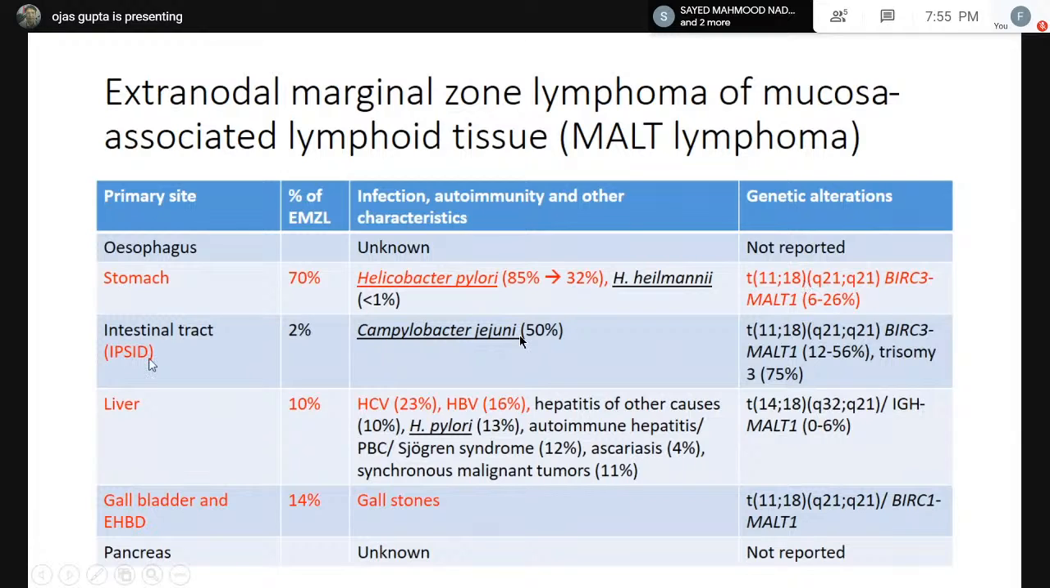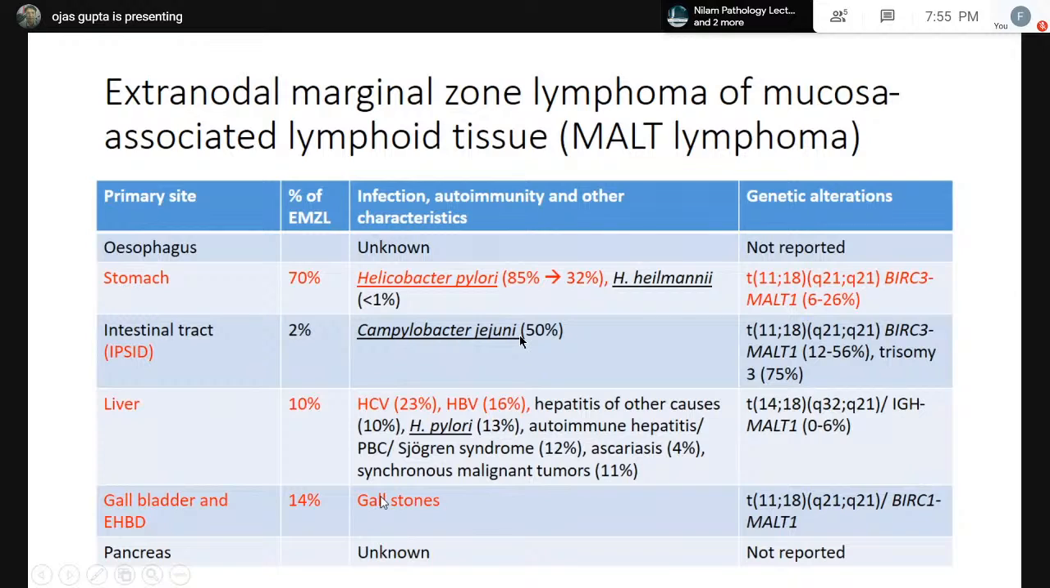IPSID, which is most commonly seen in the intestinal tract, is caused by Campylobacter jejuni. They also have a similar kind of mutation in around 12 to 56% of the cases. Liver is involved in 10% of the cases, and the etiology is both infection as well as autoimmunity. Hepatitis C virus is responsible for 23%, hepatitis B for 16% of the cases. Here also H. pylori is one of the causative agents, in 13% of the cases. In 12%, they have autoimmune hepatitis, primary biliary cirrhosis, or Sjogren syndrome, and other infections like ascariasis and synchronous malignant tumors are seen in 4 and 11% respectively.